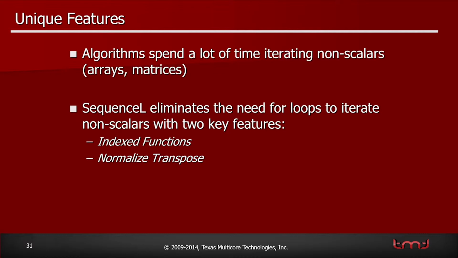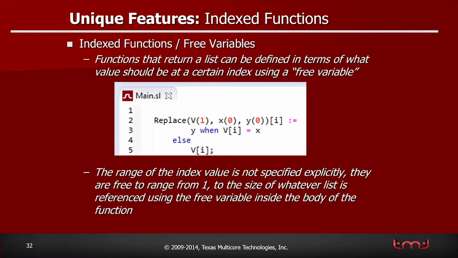The first thing a developer thinks of when presented with a simple problem to solve is usually the looping necessary to solve the problem. And then during execution, the algorithm spends a lot of time iterating to break down the input data and put it back together as output. SequenceL attempts to eliminate the need for loops to iterate non-scalars with 2 key features, index functions and normalized transpose. The first of these features that we will be looking at is the index function, sometimes called free variables.